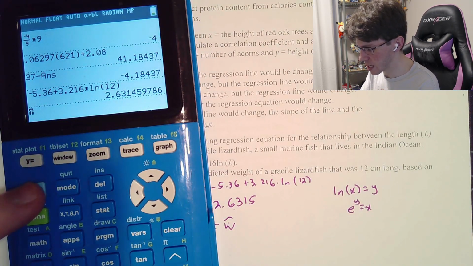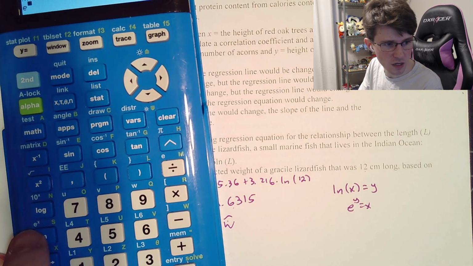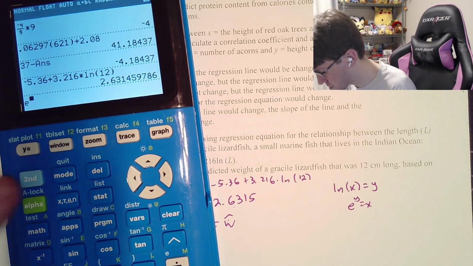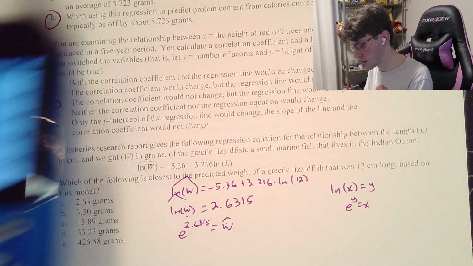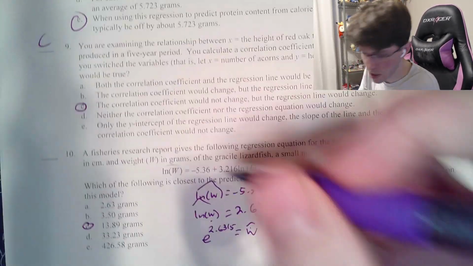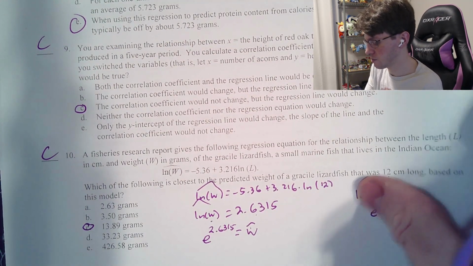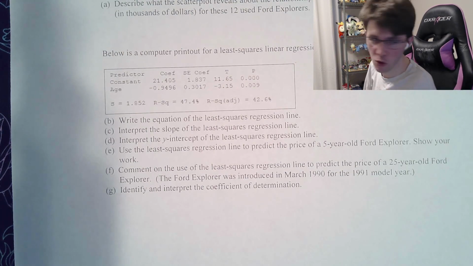So we have to hit second ln now. So we hit the second ln button. You didn't see my finger. The E is right there. And we are doing 2.6315, or just using the answer. I'm using the answer, and it turns out it's 13.89. And that is just like we thought, letter C. Boom, boom, boom. Let's move on to that last page, the free response question.